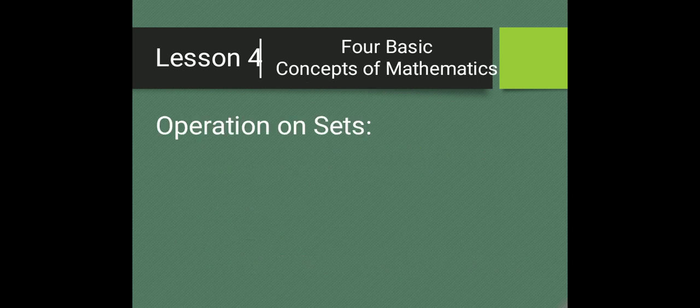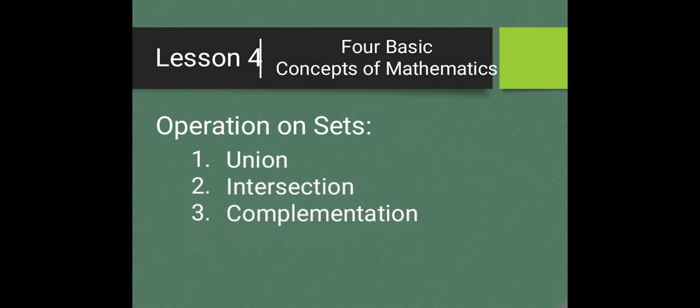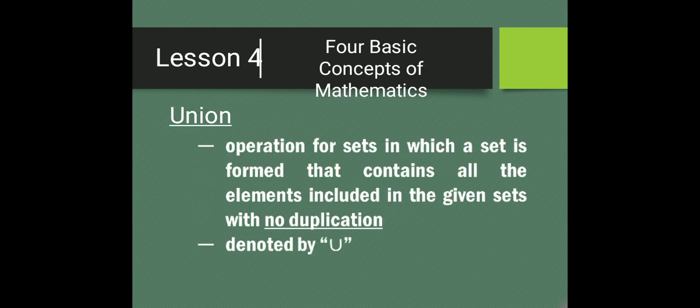Okay, next one. Dito tayo sa operations on set. We have these 3 major operations, the union, intersection, and complementation of sets. Unang operation, we have union. Union is the operation of sets in which a set is formed that contains all the elements included in the given sets with no duplication.